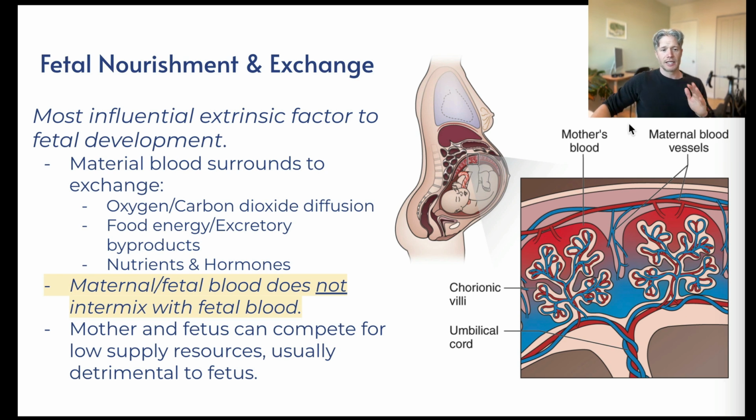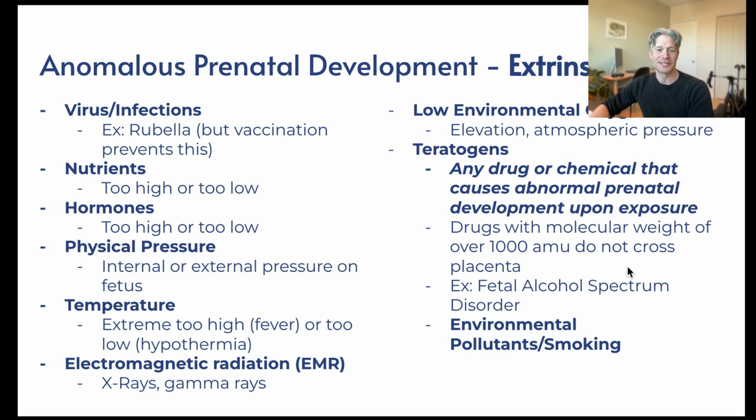And again, I think the key thing to remember is there's no intermixing of blood here, okay? But things can pass through this. They're single cell thick in a lot of these cases, which means things like oxygen and carbon dioxide can exchange. We get food and nutrients and hormones that can transfer through, that are really important for fetal development. That being said, we are also going to see things that we don't necessarily want to have transfer through there. So yes, potentially if small enough, we can have viral or different infections that way. We have nutrients that can pass, that might be too high or too low. Hormones similarly, physical pressure, temperature.